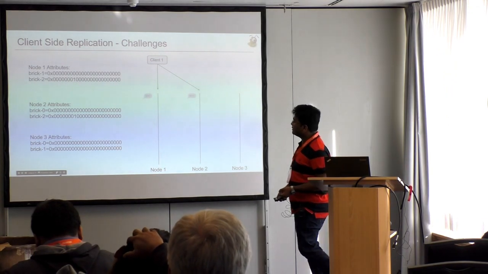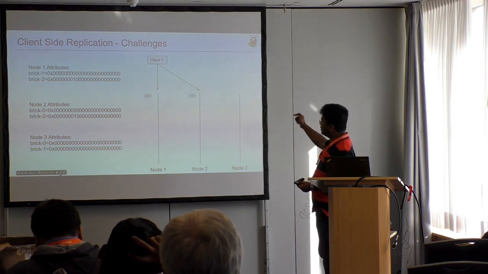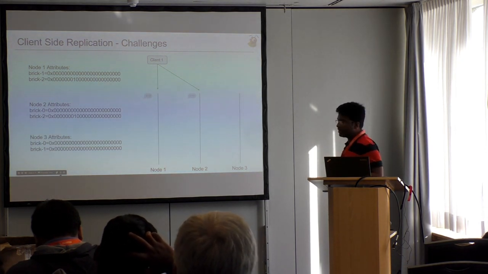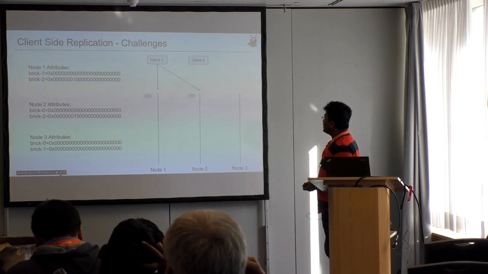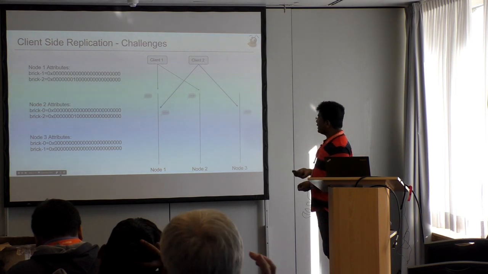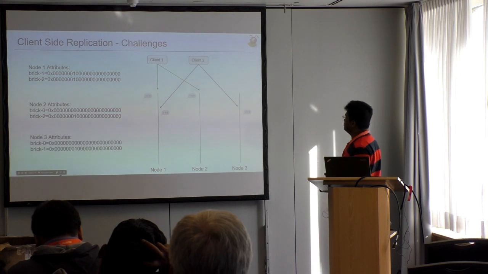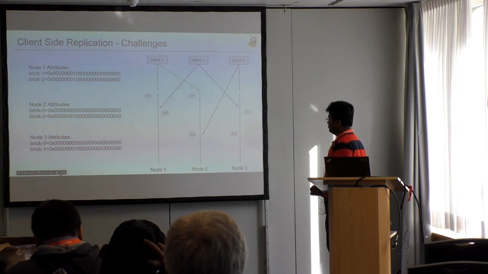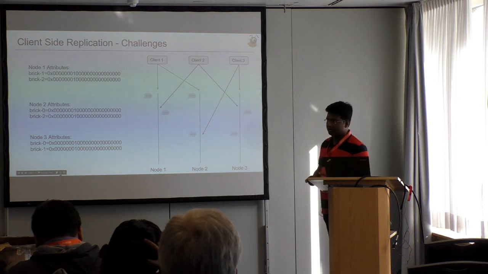What it means is that client 1, on node 1 and node 2, is saying that node 3 is faulty. The data is not there because it couldn't write it. And we are writing on the same file. Similarly, client 2, which can only see node 1 and 3, is going to blame node 2. And the xattrs are going to look something like that. And then there's client 3, who can only see these two, and it's going to blame node 1. And then everyone's blaming everyone.